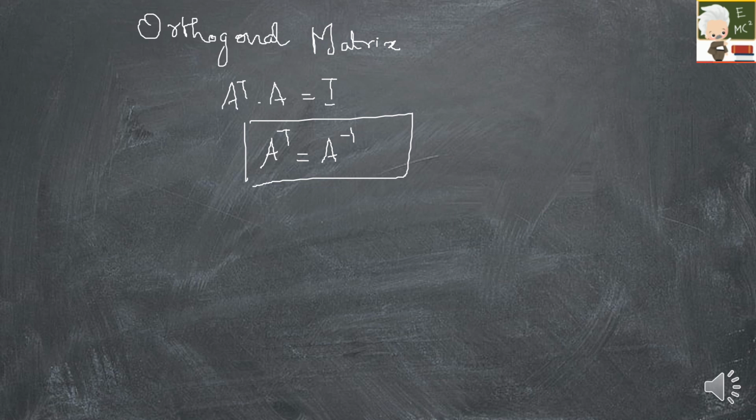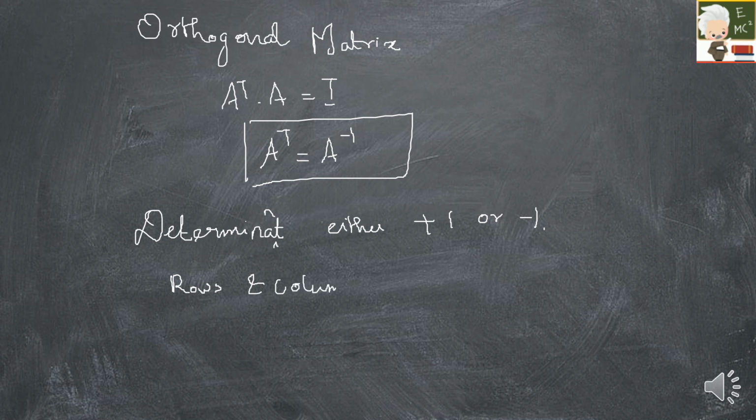You have few points which you have to remember here. So determinant of an orthogonal matrix. What is determinant? I will discuss in my next video. Determinant of an orthogonal matrix is either plus 1 or minus 1, which we will see in determinants. And then rows and columns of an orthogonal matrix are orthonormalized.